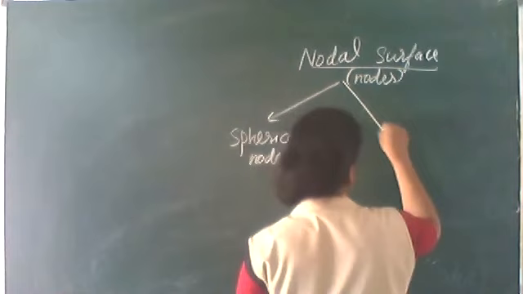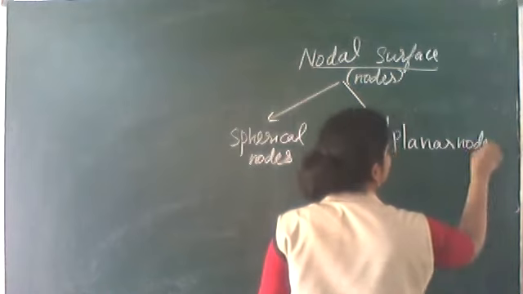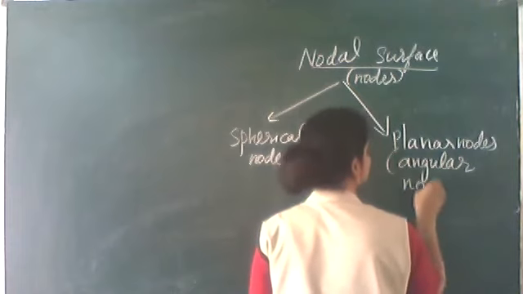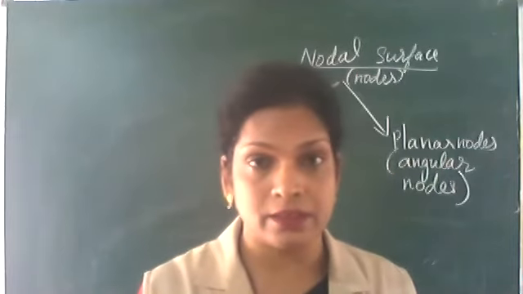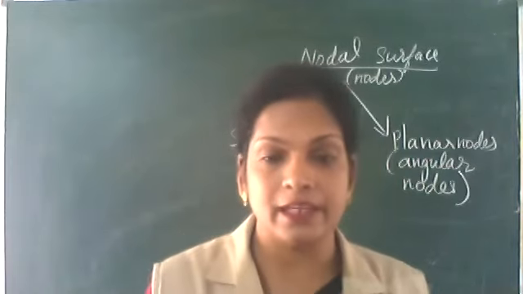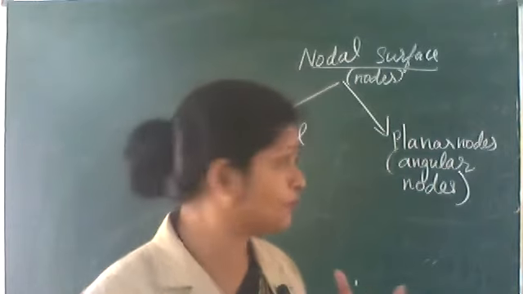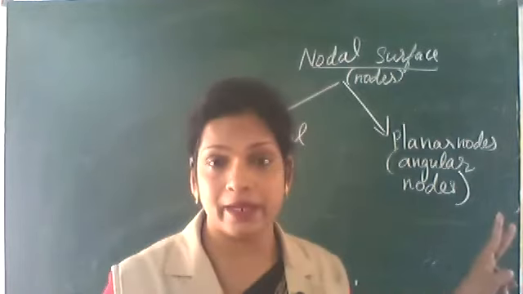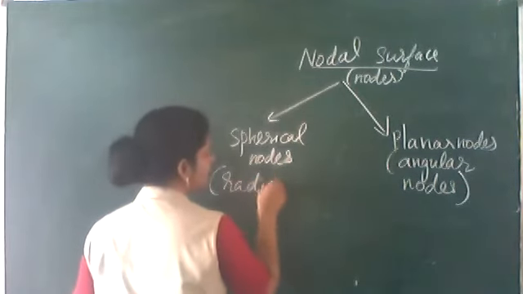So spherical nodes and planar nodes. Planar nodes are also called angular nodes. Nodal surfaces mean the intermediate region between two orbitals, that region where the probability of finding an electron is 0. That is called a nodal surface. There are two types of nodal surfaces: spherical nodes and planar nodes. Spherical nodes are also called radial nodes.